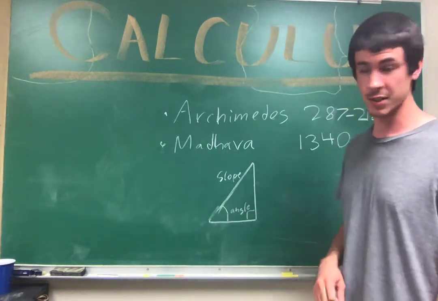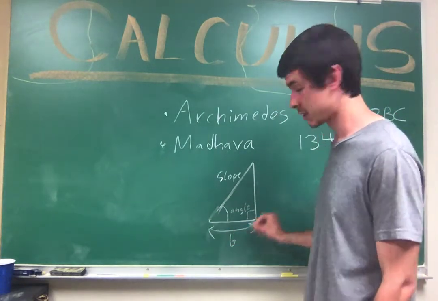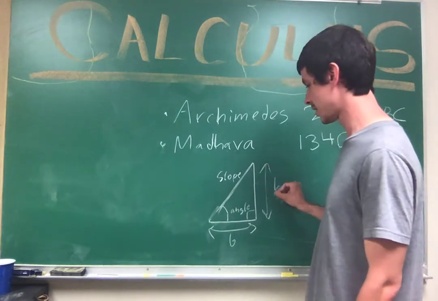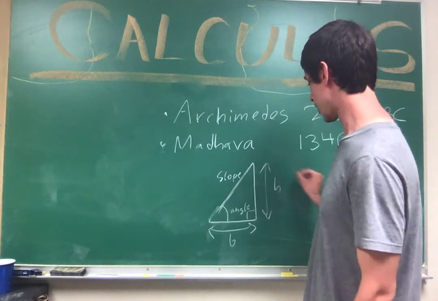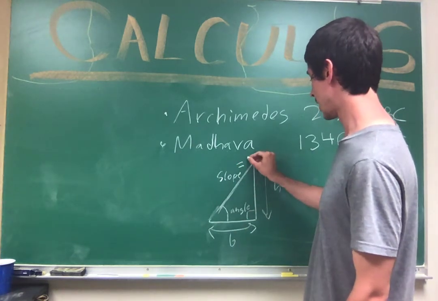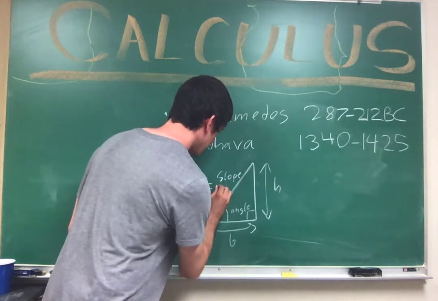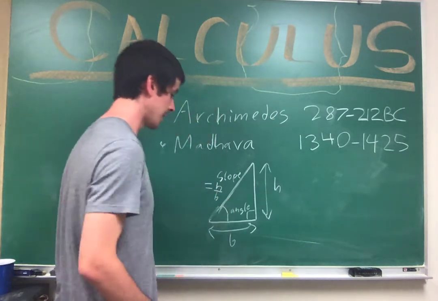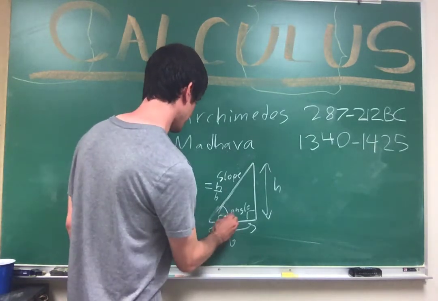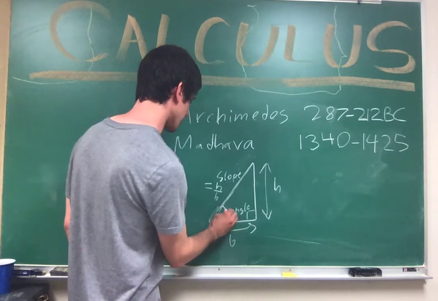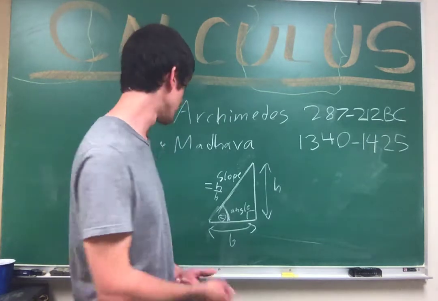So the slope, recall, is the rise over the run. So this is the base, this is the height. So the height is the rise and the base is the run. Slope equals height over base. And the angle is the length along a circle here. You could say, if you divide the circle into 360 degrees, for example.